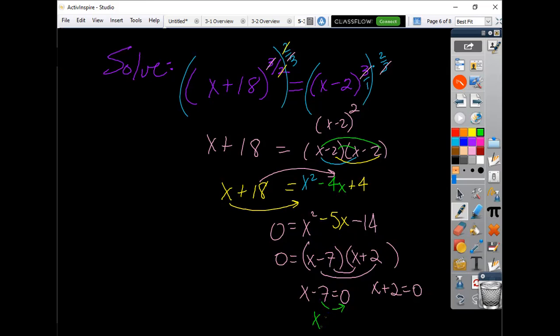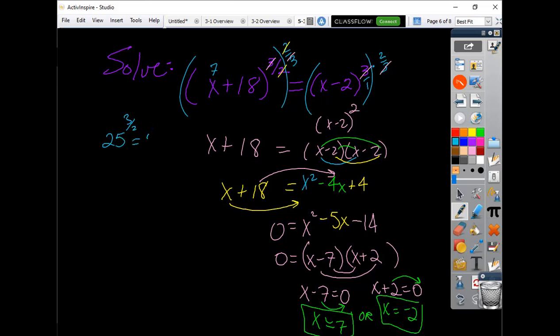And then do your operations. Add 7 and subtract 2. And then again, check in the original problem, because a lot of times with these weird exponents, something won't work. So checking the 7 first, 7 plus 18 would be 25 to the 3/2 power.